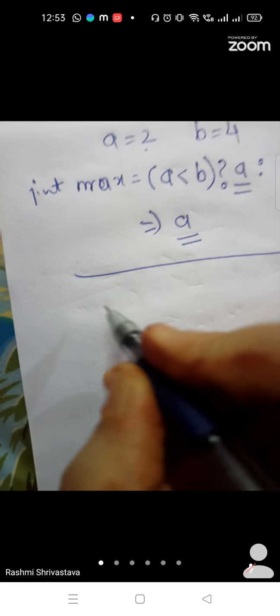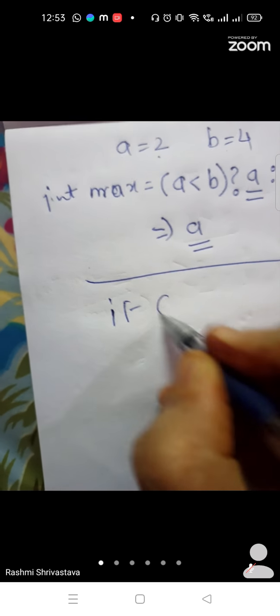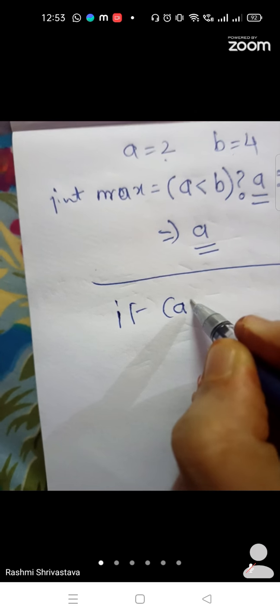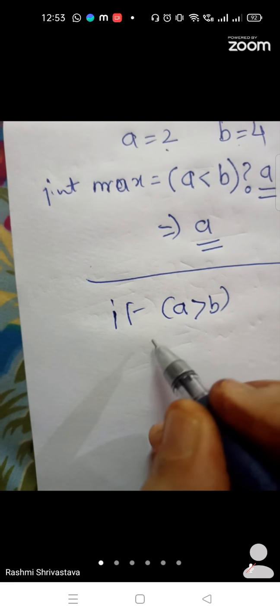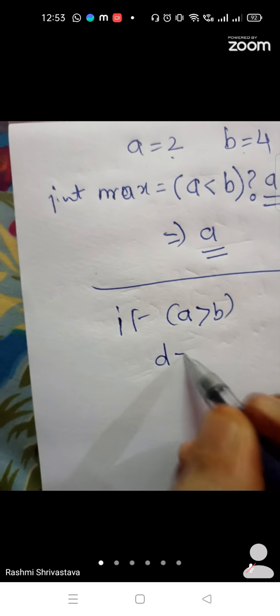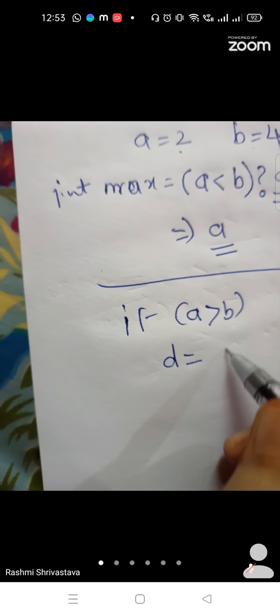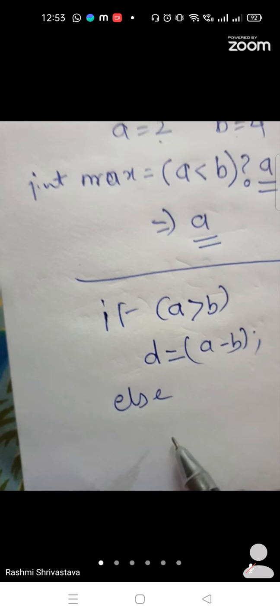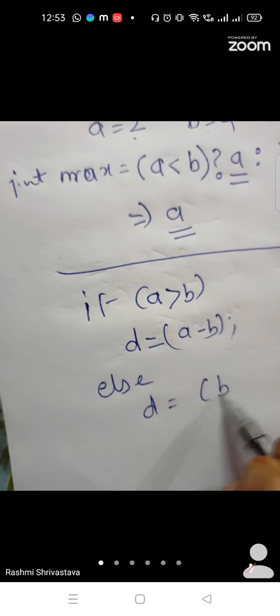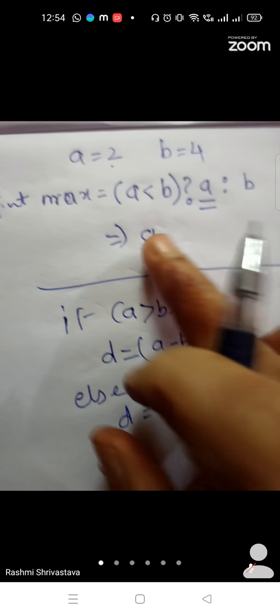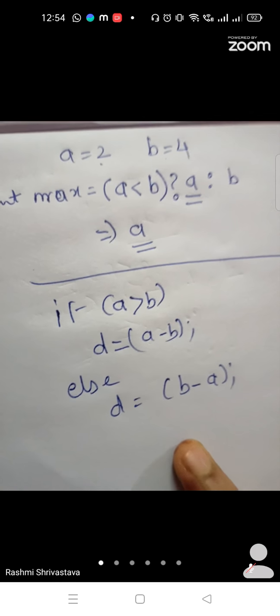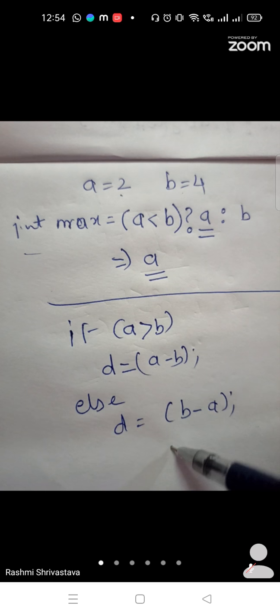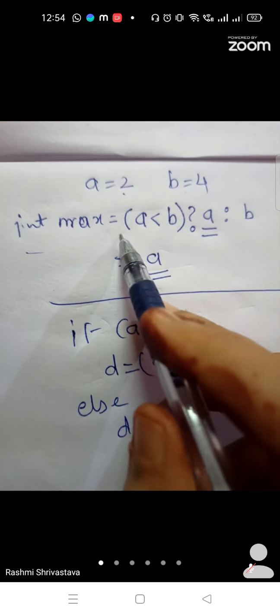So now let's write this same thing in the form of the ternary operator. What was my question? I am writing it here. The question was: if the value of A is greater than the value of B, then the value of D is going to be A minus B, else D is equal to B minus A. So how can we write this whole statement by using the ternary operator? Just replace this whole statement by using ternary.